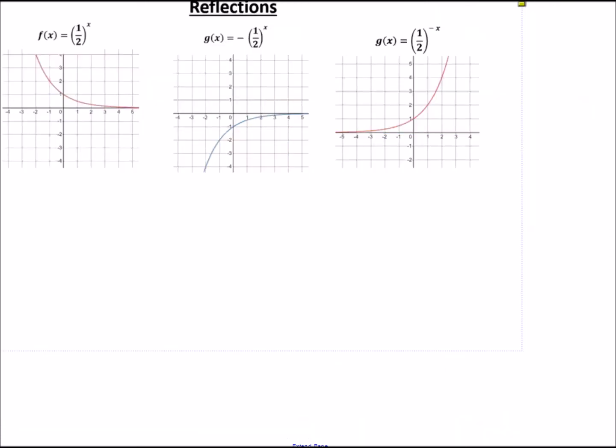Okay, the next one was reflections. We had 2 types of reflections. We had a reflection over the x-axis or over the y-axis. And it's literally like it sounds.